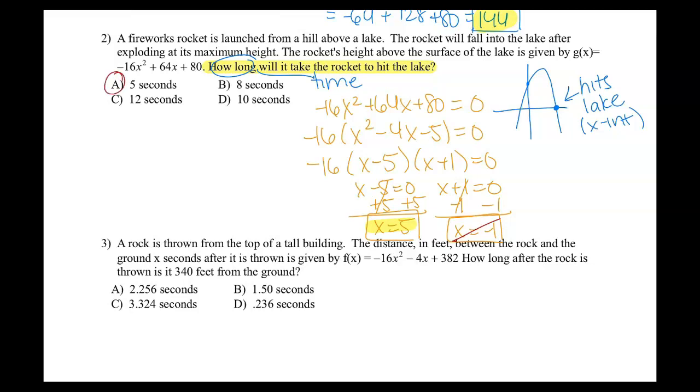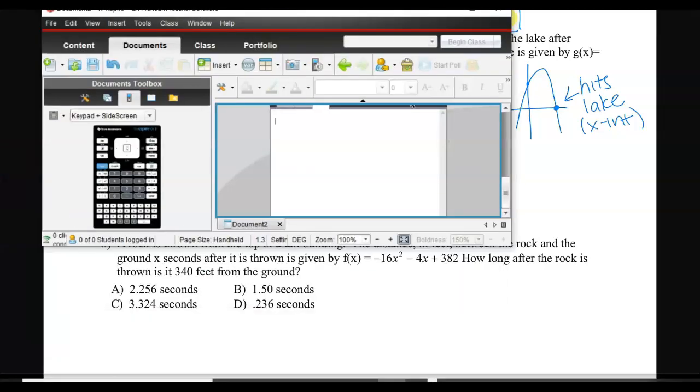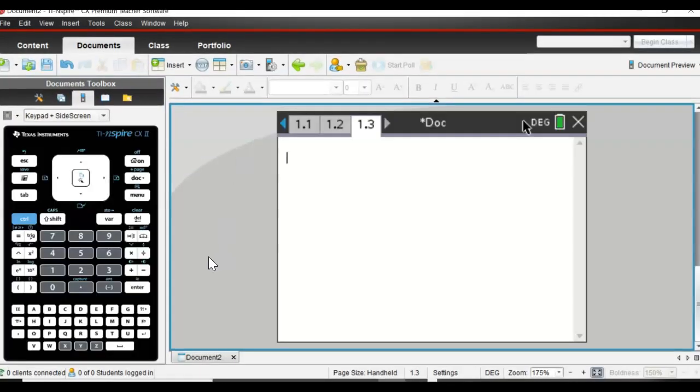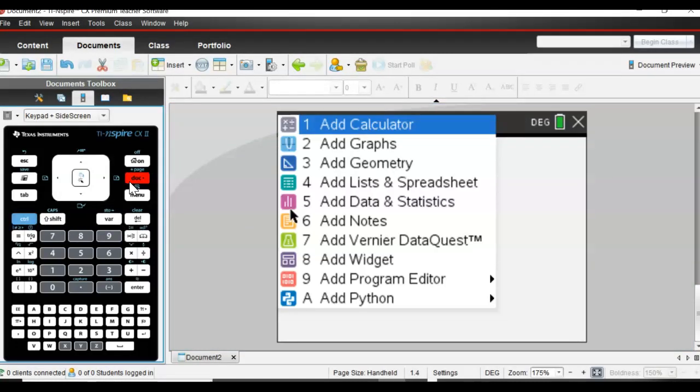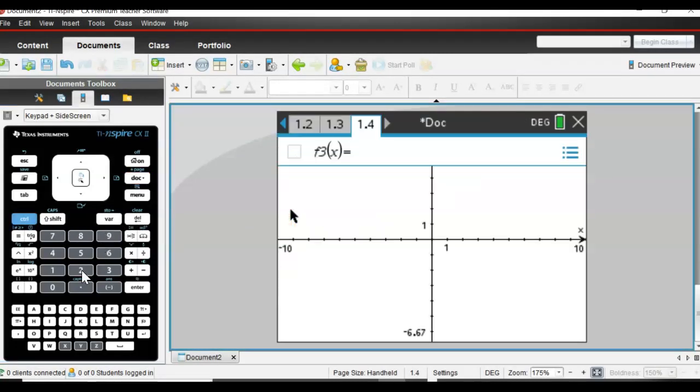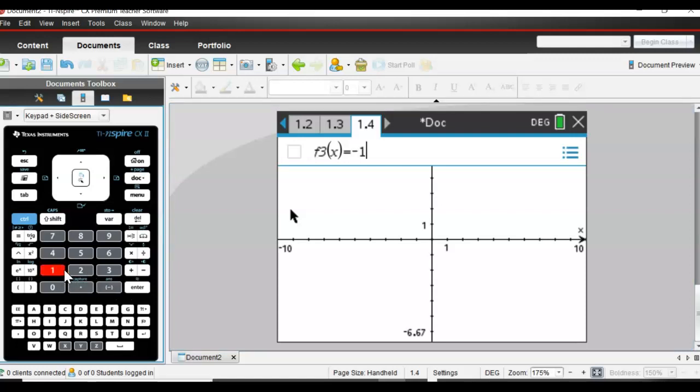Okay, let me show you how to do this in your calculator to make sure you know how to graph this if given the opportunity, because it is a lot quicker than having to factor or to figure out if you can factor. So hopefully you have some calculations here. I'm going to add a new graph, so option 2, and I'm going to take that same equation, negative 16x squared plus 64x plus 80, and graph that again. I know I already graphed it at the very beginning, but I like having a clean slate every time, so it's up to you.